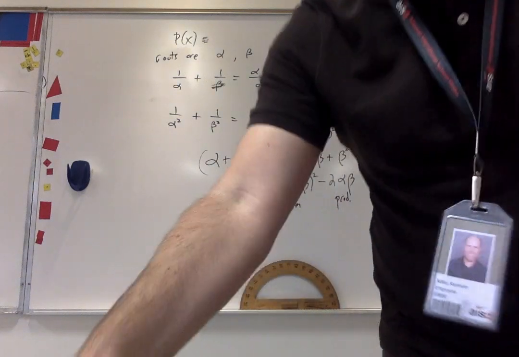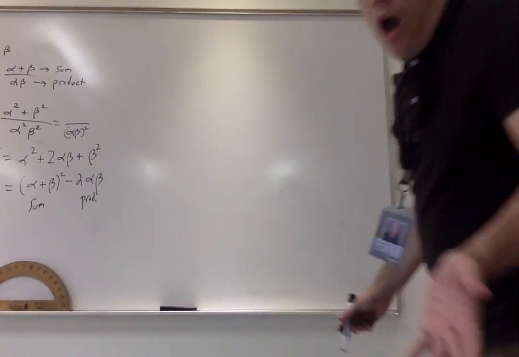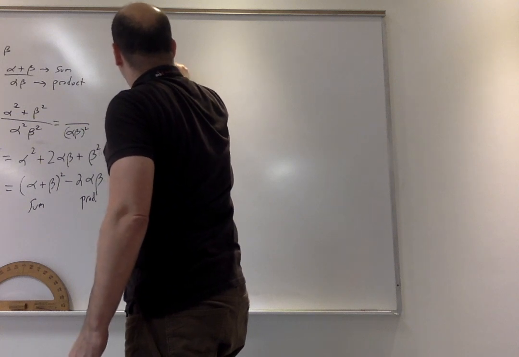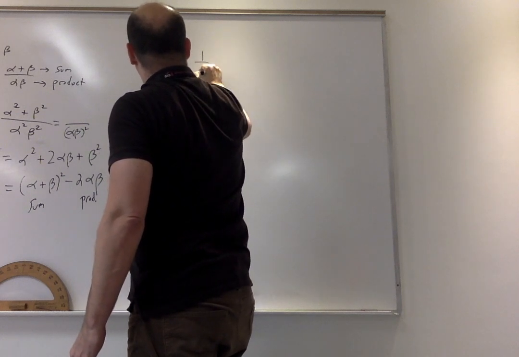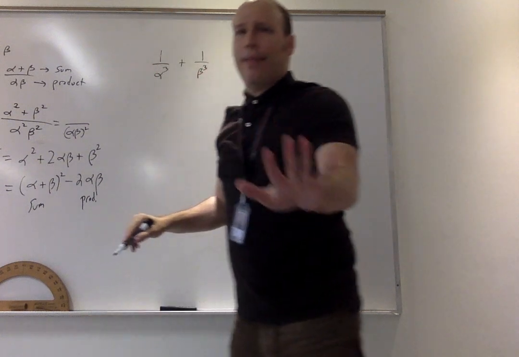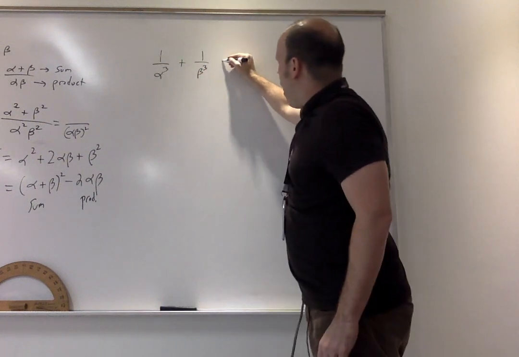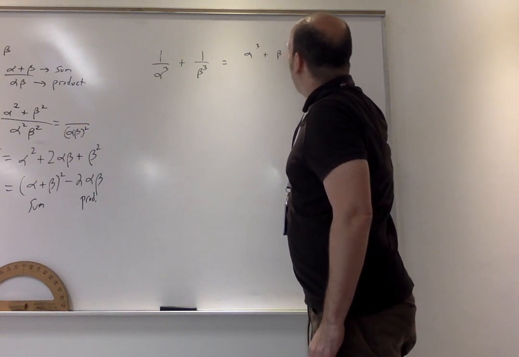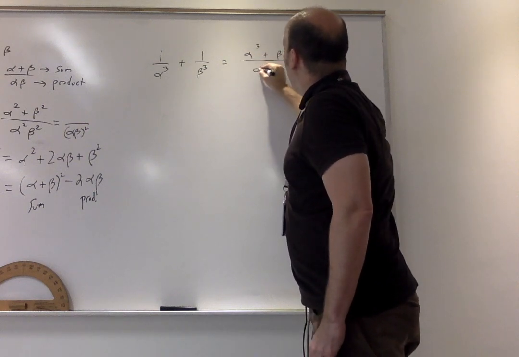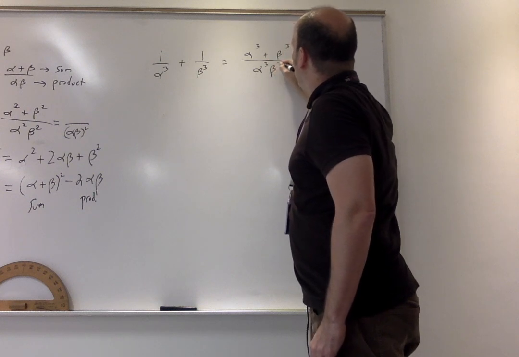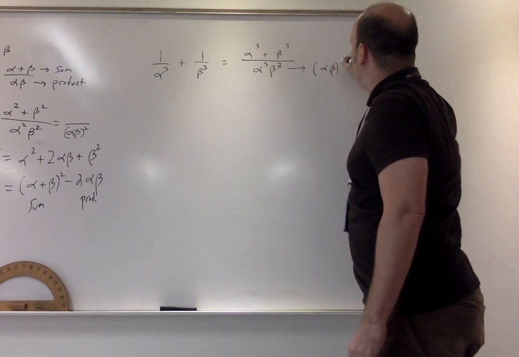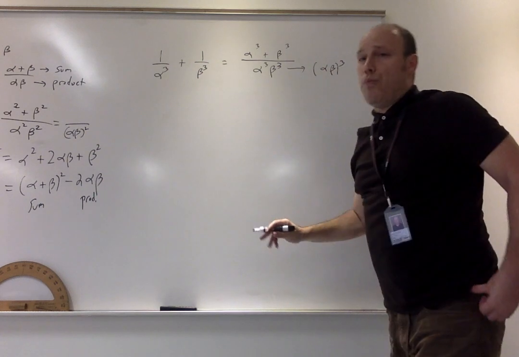Let's move to the last thing that might show up, and that's if they ask you about the cubes. They might say, what's 1 over alpha cubed plus 1 over beta cubed? Well, you got this, right? Because you're like, okay, wait a minute, that's alpha cubed plus beta cubed over alpha cubed beta cubed. Well, this part is easy, that's alpha beta cubed. What's going on with alpha cubed plus beta cubed?